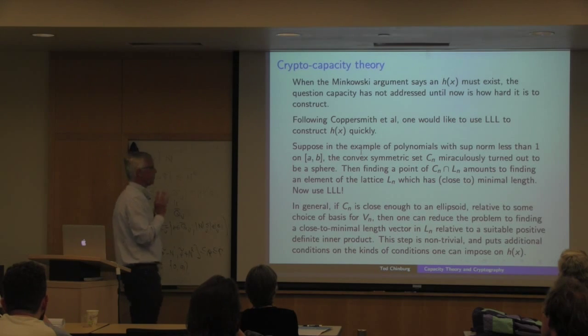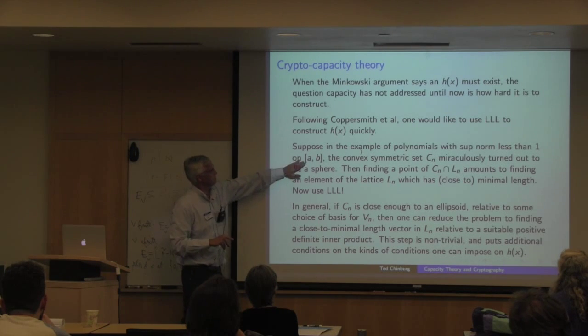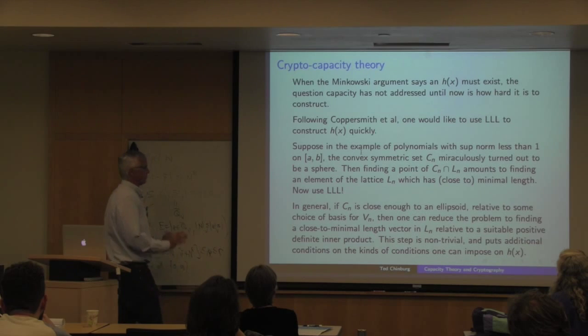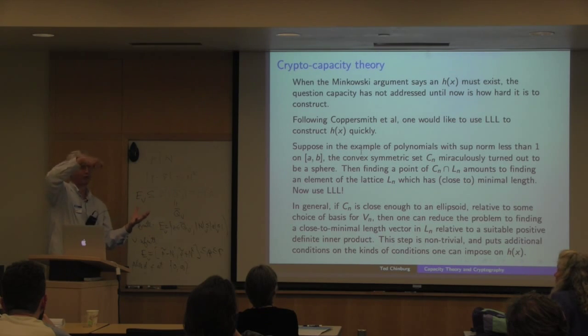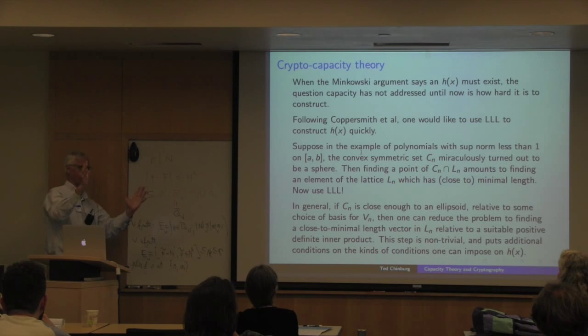So let's go back to the cartoon. I believe in cartoon. We were trying to find polynomials with supernorm less than 1 on an interval. If, by some miracle, the convex symmetric set of functions that have supernorm less than 1 turned out to be a sphere around the origin, we'd all know what to do. We're trying to find a point in the sphere inside the lattice of polynomials with integer coefficients. So you just look for a lattice vector that's shortest. Right? The short lattice vector will do the job.